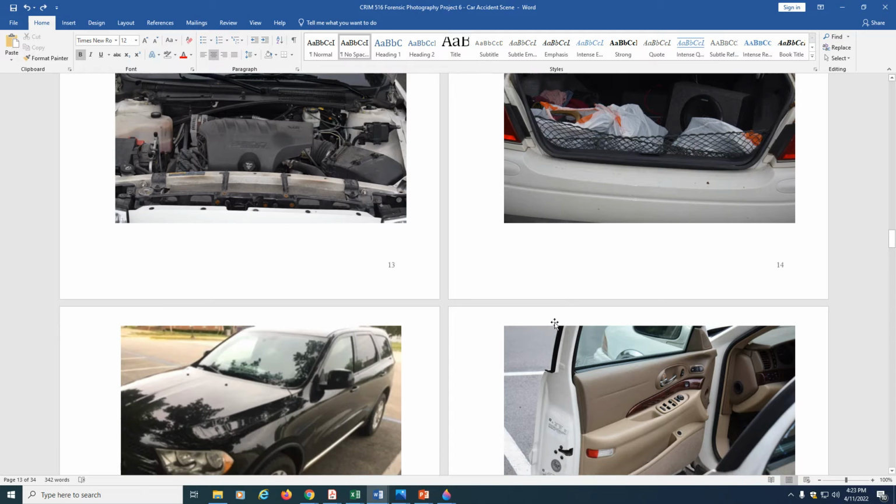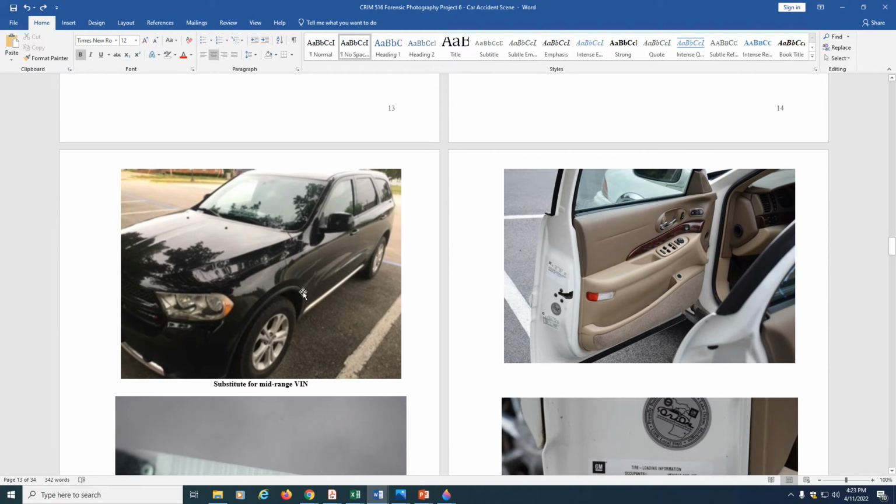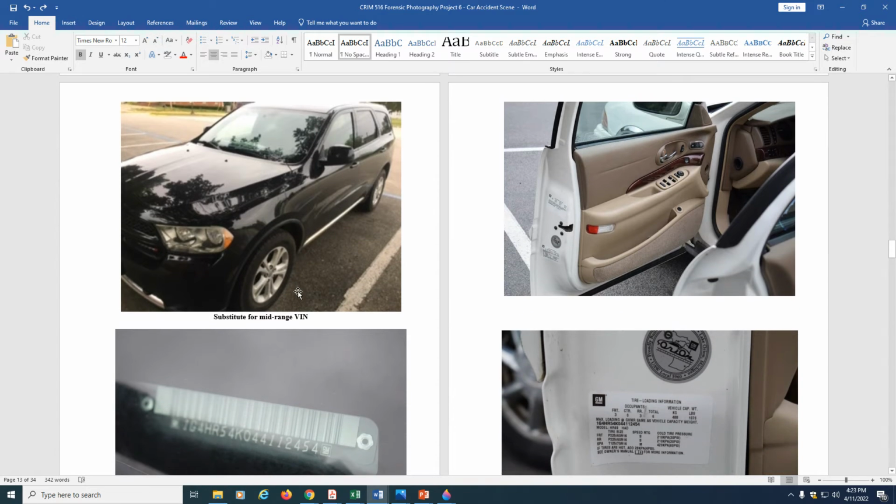All right, so we've done that, and this is a substitute. Once again here, I had to do a substitute for a mid-range photo for your VIN. I mentioned earlier that you need to be able to show that just because you take a picture of the vehicle identification number here, that doesn't necessarily indicate what vehicle it came from. So that's why you need a picture of the vehicle that you're in question or that you're using for this particular project. Show me the vehicle again.